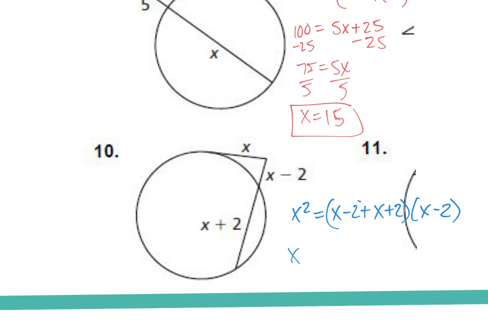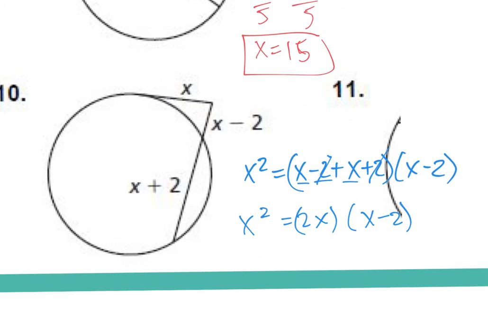Okay, so x squared equals x minus 2 plus x plus 2 times x minus 2. And then in the parentheses you can just subtract. So x squared equals x and x will give us 2x, and then the 2's will cancel. So we'll get 2x times x minus 2. And then 2x squared minus 4x equals x squared.